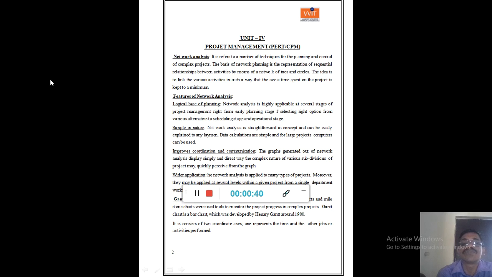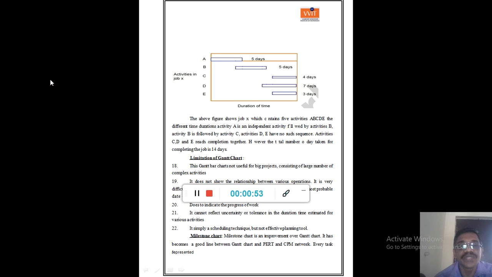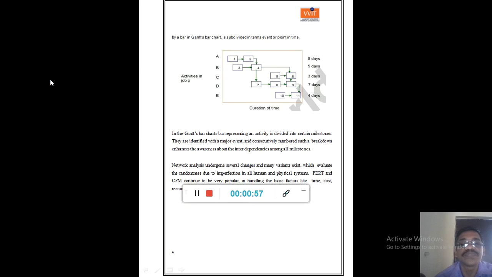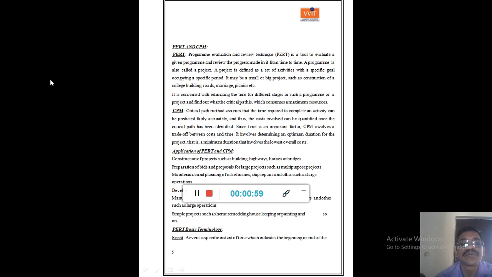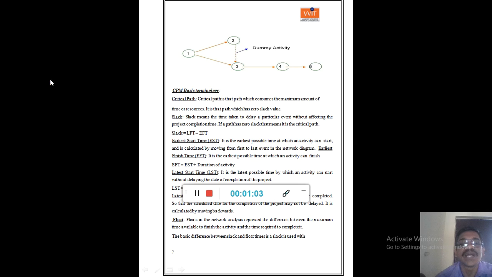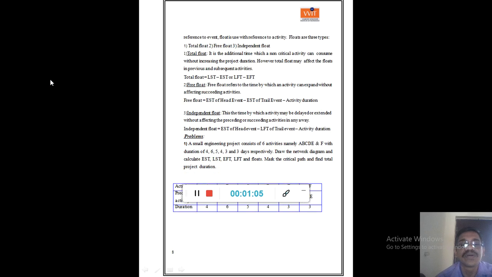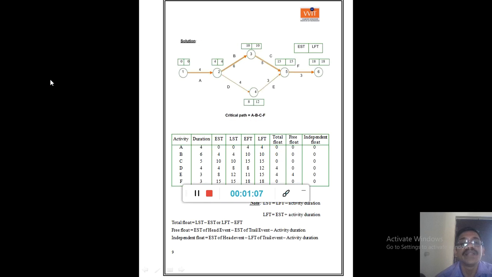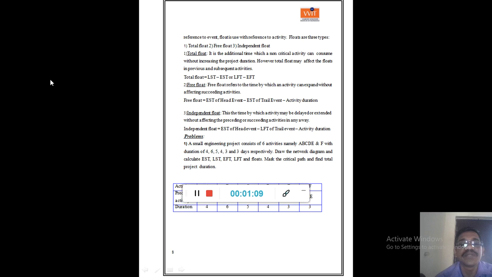So, unit number 4 is on project management using techniques PERT and CPM. In this unit, you will be given problems from PERT and CPM. And the first problem I will explain to you.